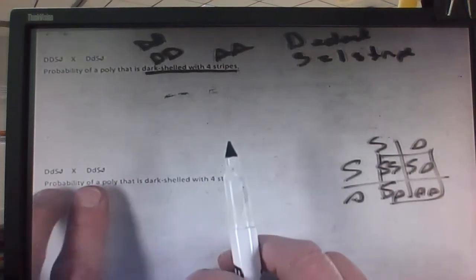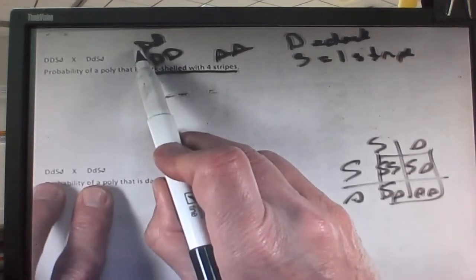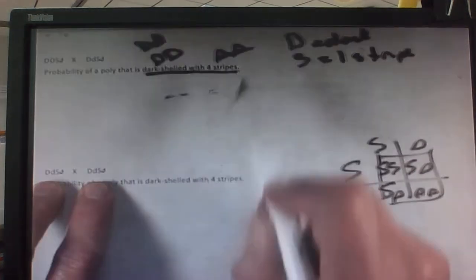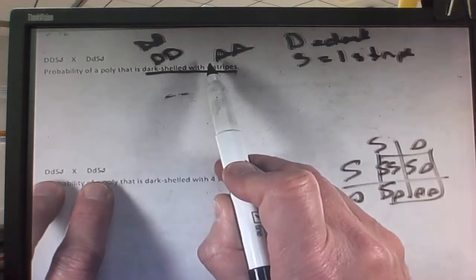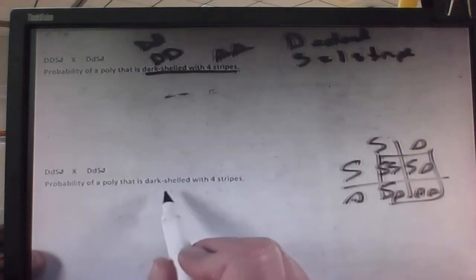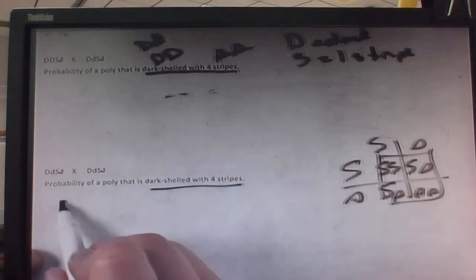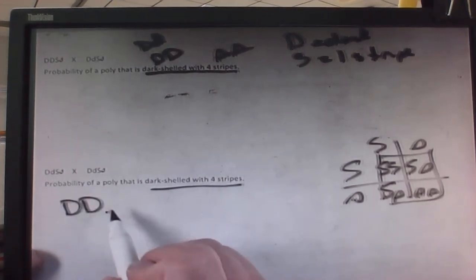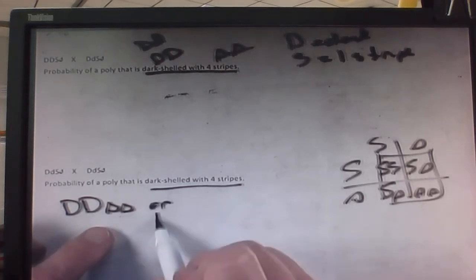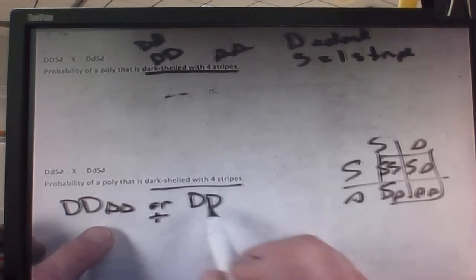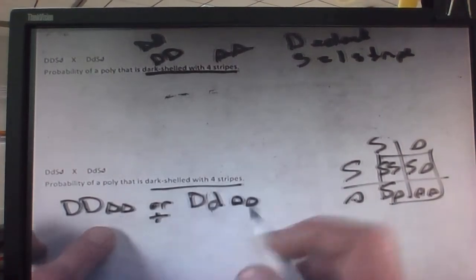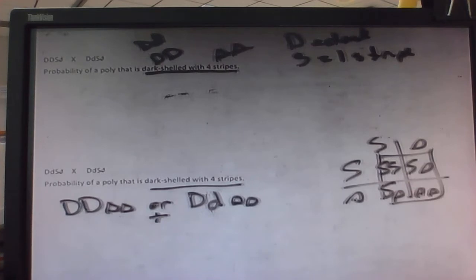If I've got heterozygous parents, could I have an offspring that's capital D lowercase d? Yep. Could I have one that's capital D capital D? If I had heterozygous parents, could I have offspring that's lowercase s, lowercase s? Okay, good. So I know that that still applies. Dark shelled with four stripes, we already found out that it's going to be capital D, lowercase s, or, which means plus, capital D, oh, I'm sorry, capital D, lowercase s. That's what we did before, right?